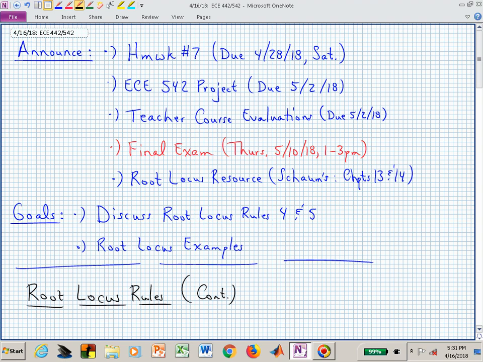And today, our goal is to complete the rules. We're in the fourth quarter, so we have to have rules. We're now going to see rules 4 and 5 for the root locus. We've done rules 1, 2, and 3, and now we'll do rules 4 and 5. If you want more resources for analysis, you can check the Schaum's outline. That's chapter 13. The design using the root locus strategy is chapter 14.